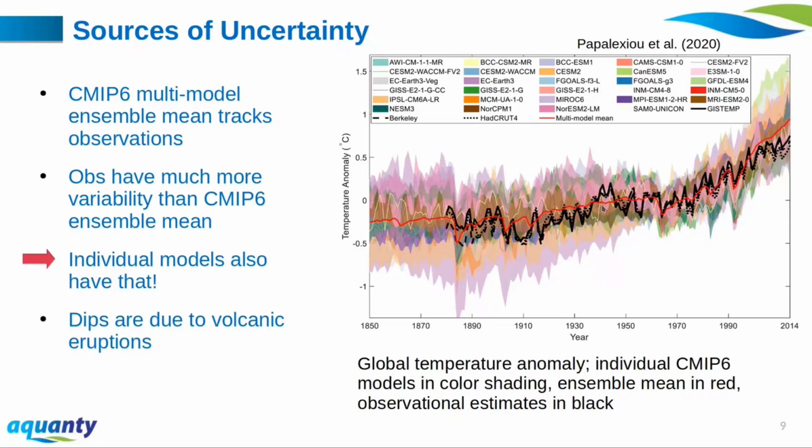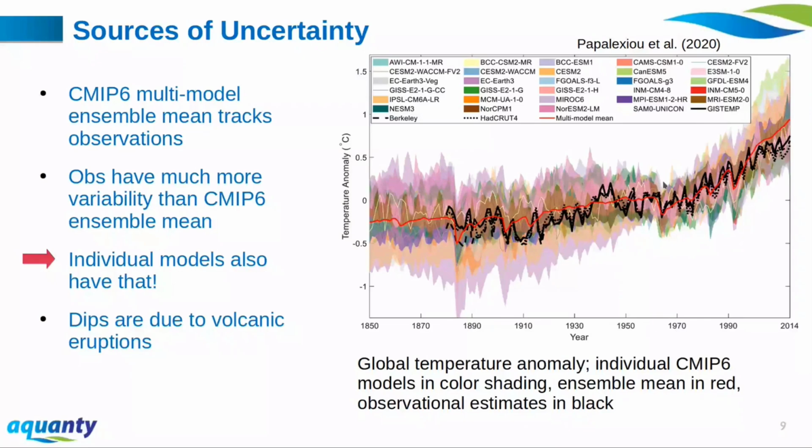And you can see that the multi-model ensemble mean actually cuts through the observational estimates really well. The observational estimates, interestingly, have higher variability. So they have all these jiggles around, right? And there's a reason for this, and this is natural variability. I'll talk a lot more about that. Individual models have that variability too, but in the multi-model ensemble mean, it's averaged out, right?